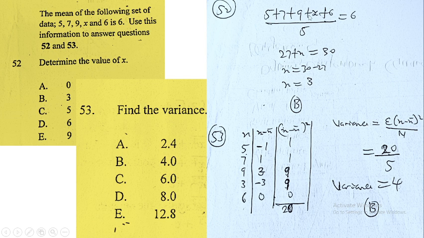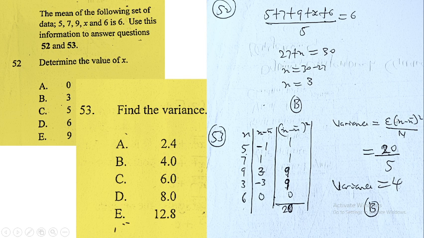So that's what we are having here. Add all the data together, divided by 5 equals 6 as the mean. So add this together, we have 27 plus x equals, if we cross multiply, 30. Then our x will be 3 by collecting like terms. So that means the value of our x is 3, and option B is the correct option there for question number 52.